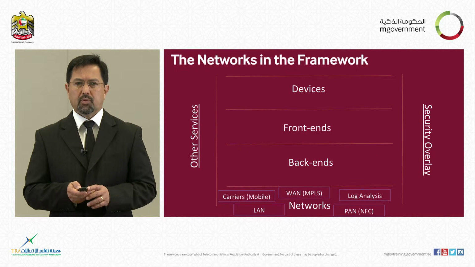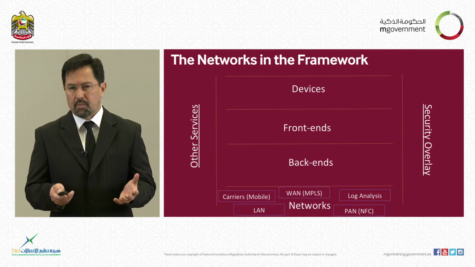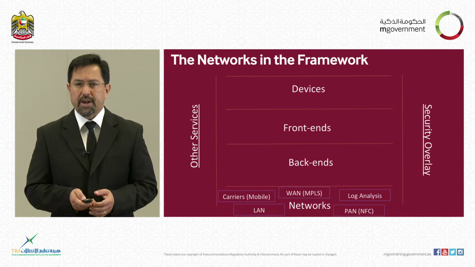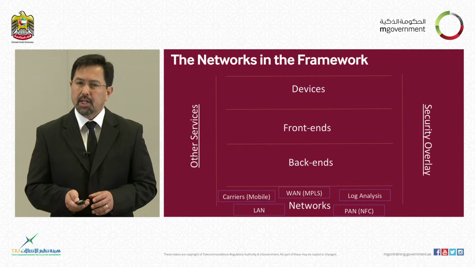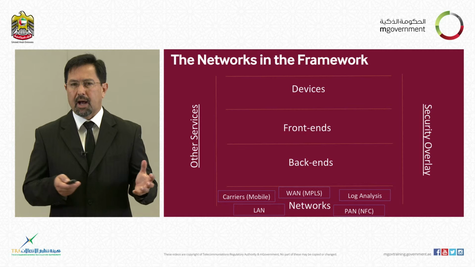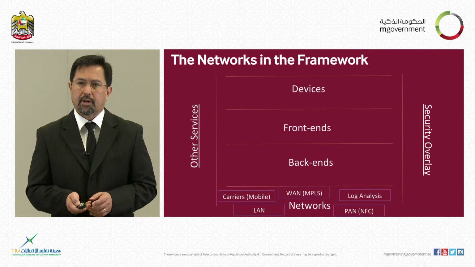So what about our networks? We have the carriers for mobile connectivity. We have the wide area network, the local area network, the PAN that we talked about a moment ago, and the log analysis in terms of understanding how the traffic is going across our network.